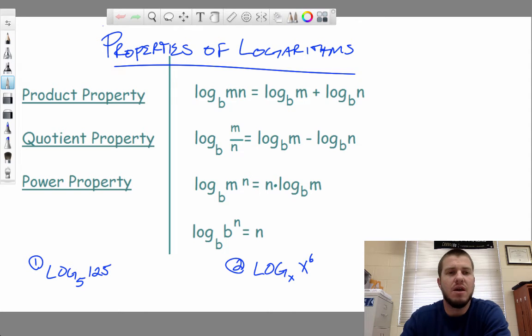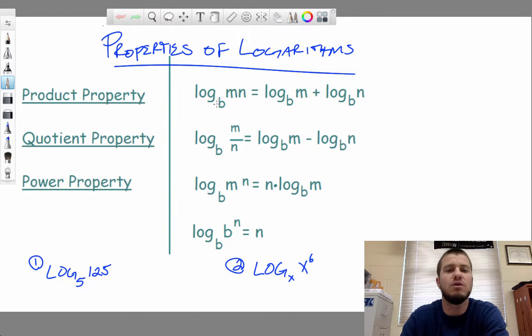So go ahead and take a second and write these properties down. The product property means if you have two things being multiplied inside of a logarithm, they can be separated into two separate logs with addition between the two. And it goes both ways. So if you have two logs being added together, you can combine them to one log and multiply what's inside of each of those logs.